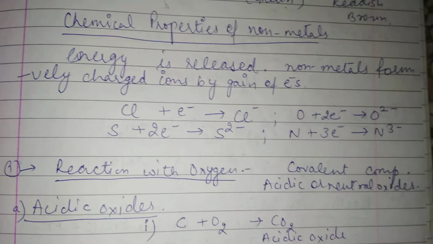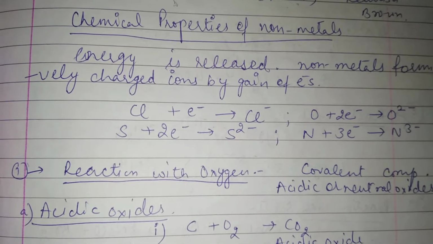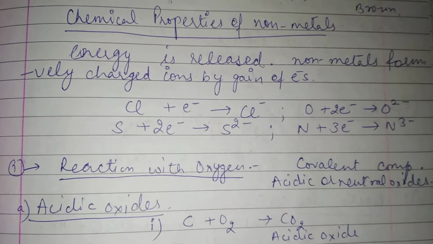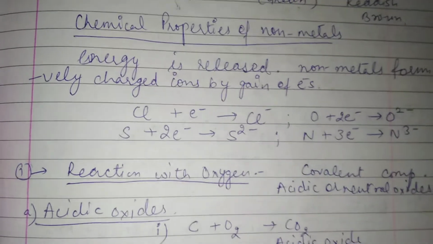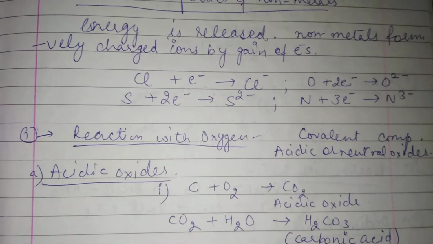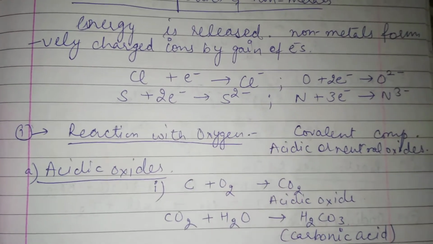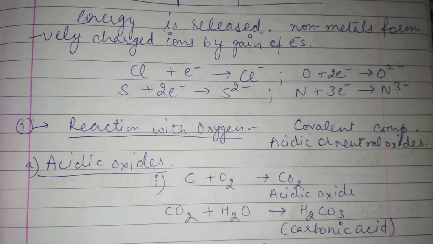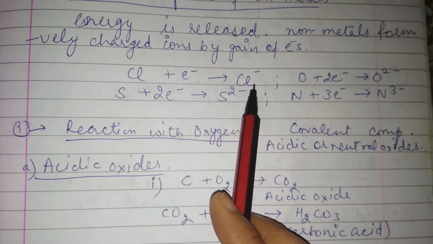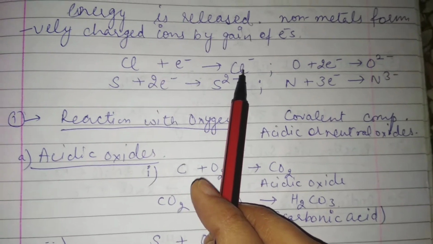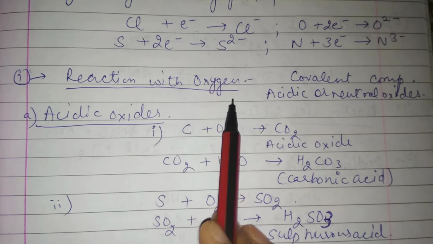In my last video we have completed the chemical properties of the metals. Now we will start today's chemical properties of non-metals. Whenever any non-metal forms a negatively charged ion by gaining an electron, it will release energy. For example, when chlorine gains one electron, it will form the negatively charged chloride ion and release energy. First is the reaction with oxygen.